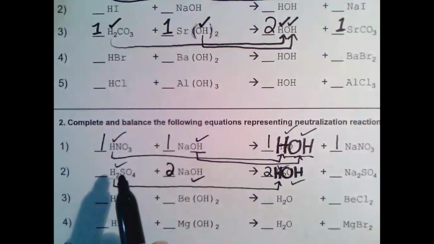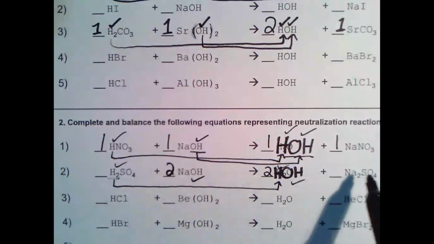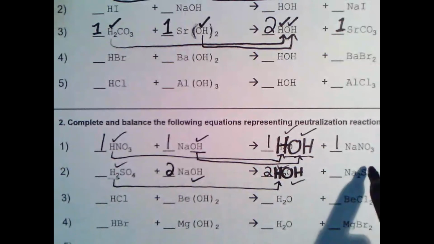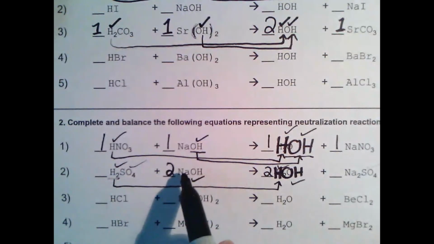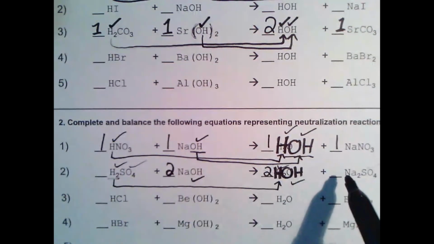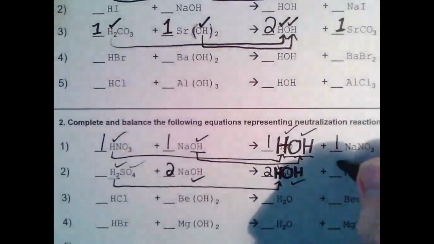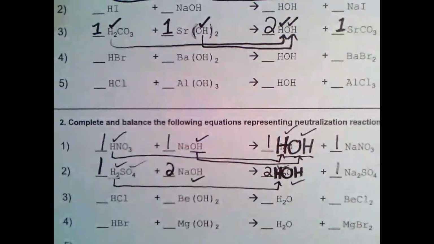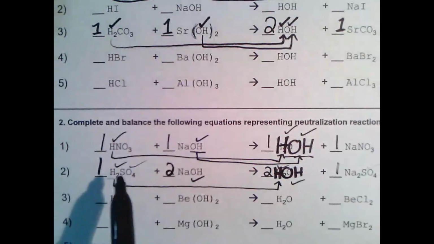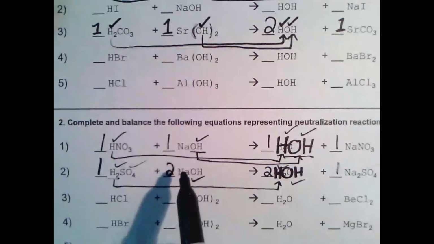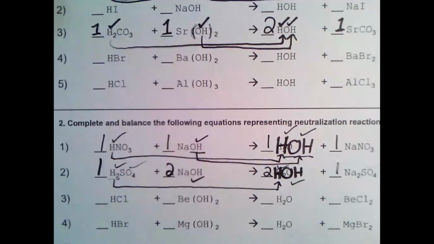So on this side, I have SO4. On this side, I have SO4, so that's good. Okay. On this side, I have 2Na, and on this side, I have 2Na. So I'm actually pretty happy. I just put ones everywhere else. So this is an example where for one acid and two bases, you're making two waters and one salt.